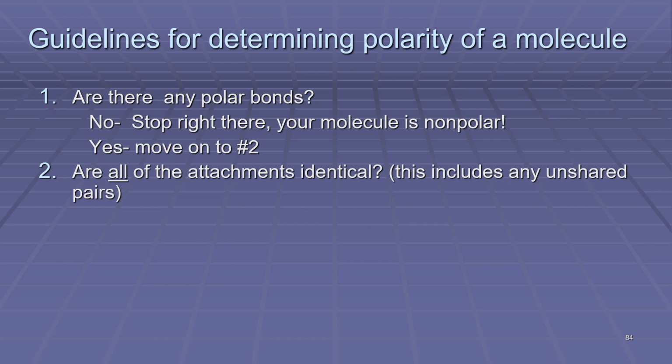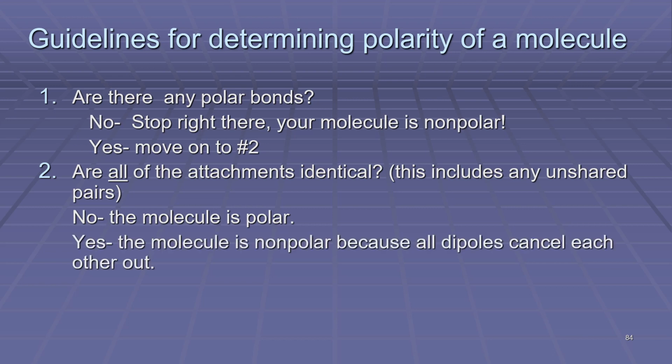If all of them are identical, like on the last slide, all 4 chlorines were identical, they canceled out. In carbon dioxide, the 2 carbon-oxygen bonds were identical, so they canceled out. So if they're all identical, then the molecule is nonpolar. If they're not all identical, the molecule is polar. So as long as there's a polar bond and they're not all identical, the molecule is polar. But if they're all identical, the molecule is considered nonpolar because all the dipoles cancel each other out.